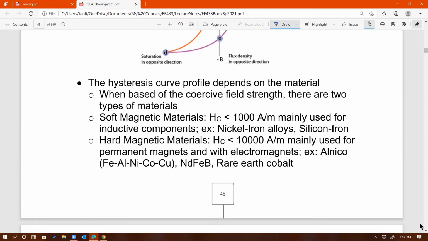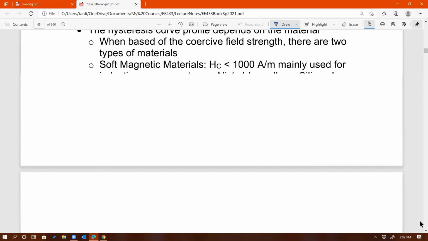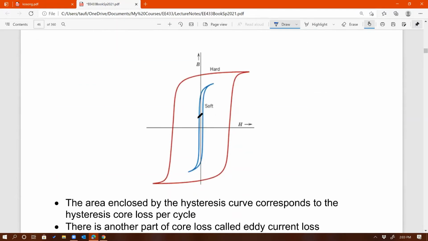So those are two different shapes of the hysteresis curve, depending on the material. So here are examples of the two different materials. You have soft magnetic, which requires a small amount of field intensity, and then the other one is hard magnetic materials. So you can see the big hysteresis versus the skinny one, right?